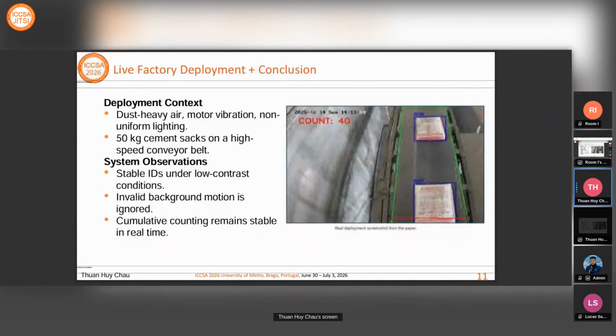Finally, this screenshot shows a real-life salmon factory deployment example. The environment includes dirt, heavy air, motor vibration, and non-uniform lighting. The target objects are 50 kilogram salmon sets moving on a high-speed conveyor belt. In this example, the system maintains stable IDs such as ID 55 and ID 56, and the accumulated count is shown at 40. Overall, the work suggests that combining lightweight detection, asynchronous processing, and temporal validation can support practical real-time conveyor counting under industrial conditions.